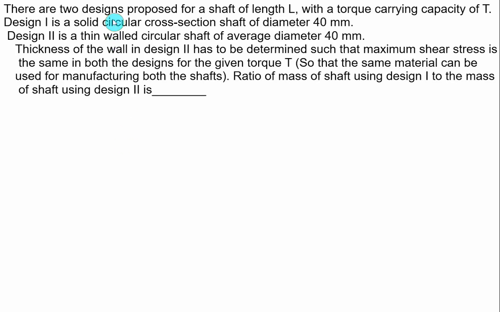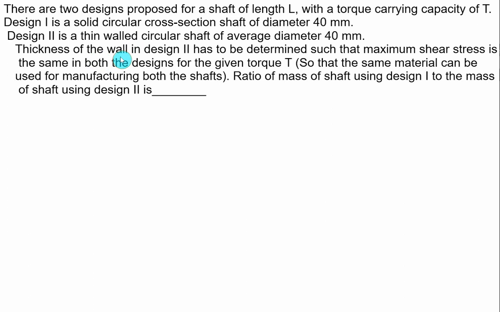There are two designs proposed for a shaft of length equal to L and with a torque carrying capacity of T. Design 1 is a solid circular cross-section shaft of diameter equal to 40 mm, and design 2 is a thin walled circular shaft of average diameter equal to 40 mm. So this time we have a very thin wall, and for a very thin wall the polar moment of inertia will be equal to 2 pi mean radius cube multiplied by thickness T.